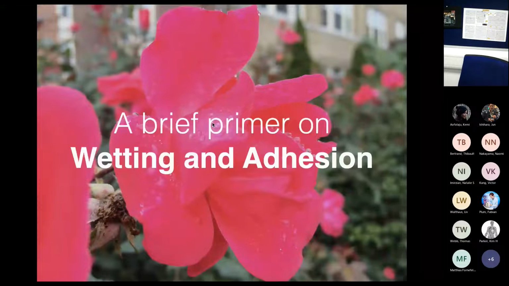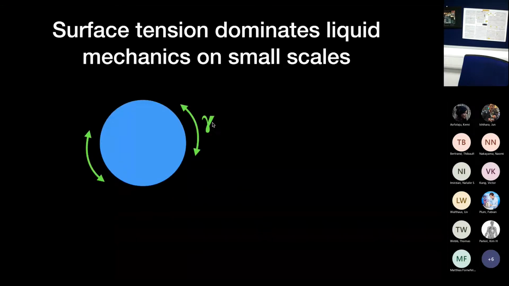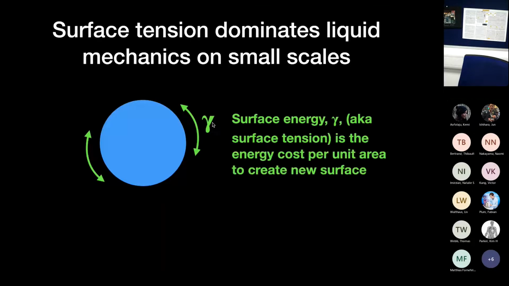To start with the wetting part of this, we want to think about surface tension and fluid mechanics. The idea of surface tension is hopefully one that's familiar to all of you. It's the idea that for liquids, especially on small scales where they're not so big that gravity and other effects start to matter, their surface tension dominates their mechanics. You can define a surface energy or a surface tension, which is the energetic cost per unit area to create new surface. That's indeed what makes bubbles round and droplets round, and governs the shapes of these droplets.